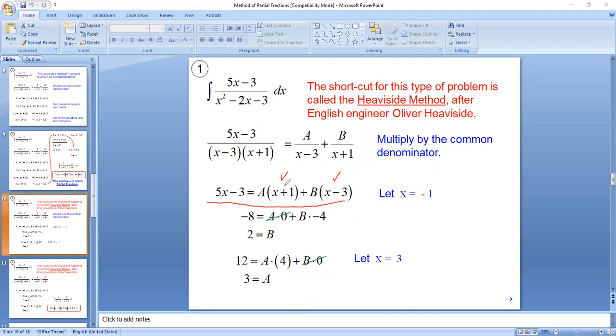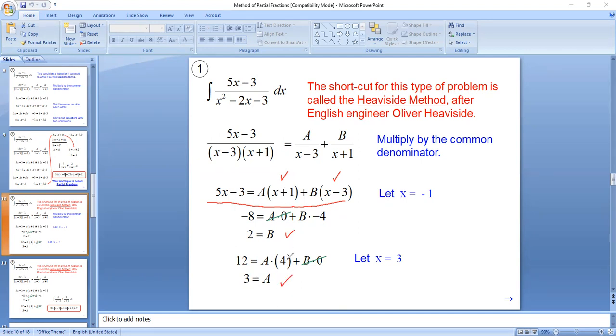This one would be 0 because that would be negative 1 plus 1. This one becomes b times negative 4. So negative 8 is equated to negative 4b. b is already 2. Okay? Now, if you substitute 3, this will be 0. This becomes 4. And this becomes 15 minus 3. That would be 12. So you have 12 equated to 4a. So a is 3.